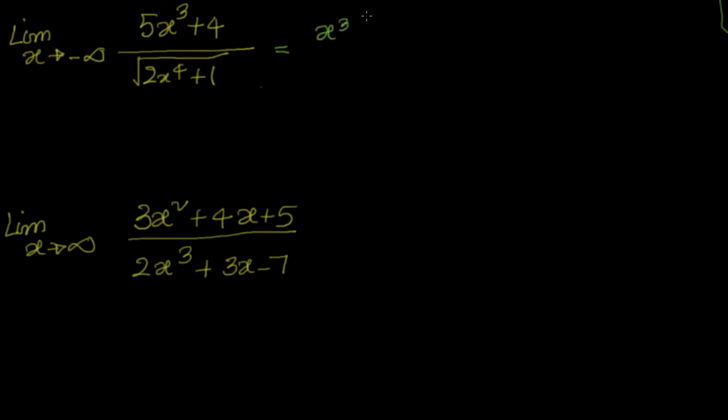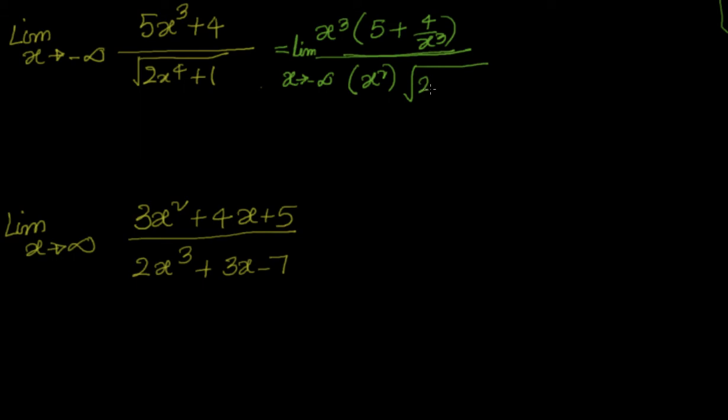I can take x cube out: 5 plus 4 by x cube. This everything is limit x tends to minus infinity. I have divided by, if I take x square out, I will have 2 plus 1 by x to the power of 4. I hope you are comfortable with that.